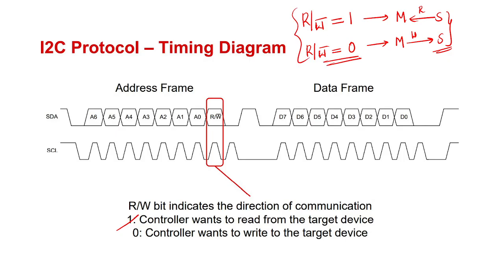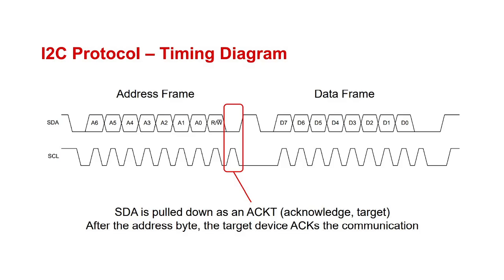And after that there is an acknowledgement. When acknowledgement occurs, SDA is pulled down as ACKT. ACKT means acknowledgement target. How is this acknowledgement? Suppose, let us take one wall is there. Just practical examples, real-time practical examples I will tell you.